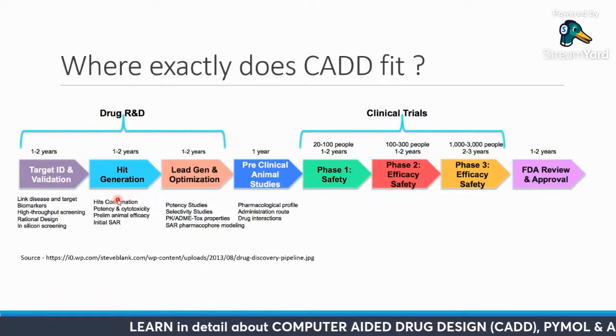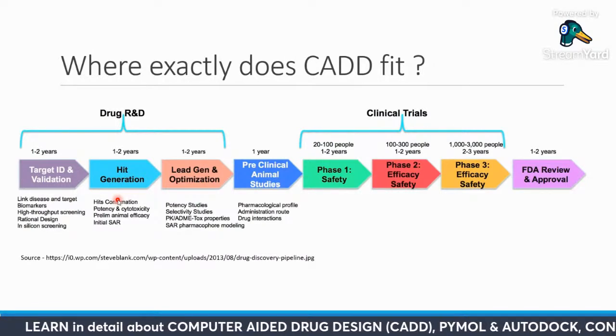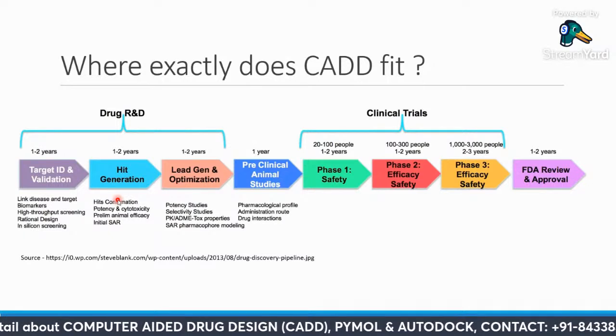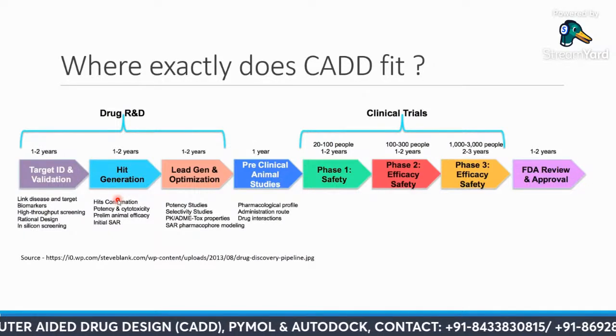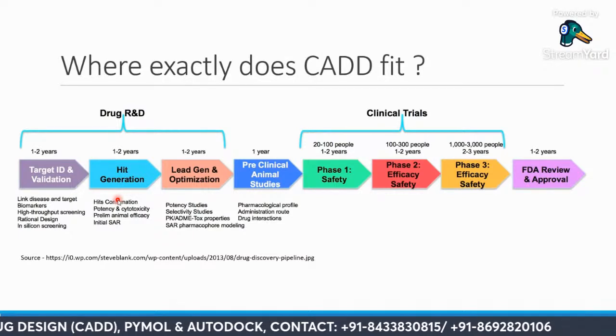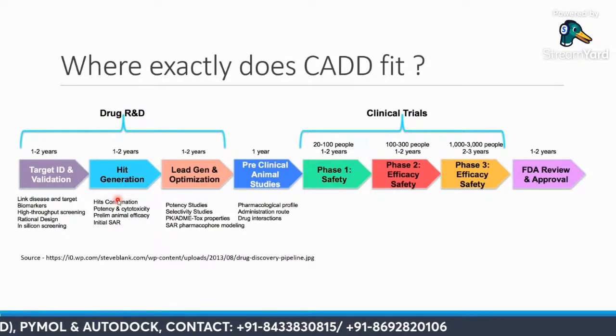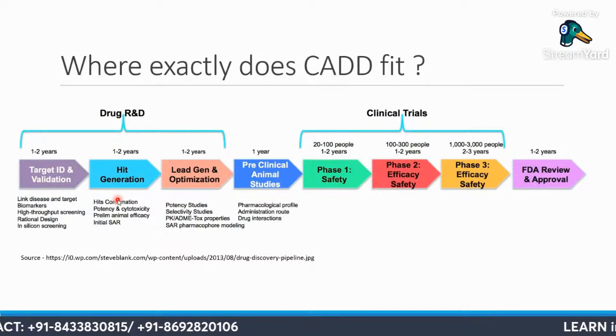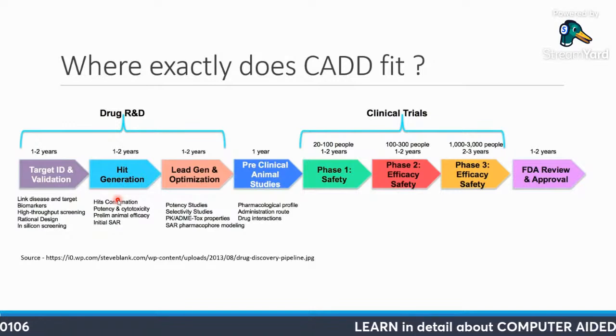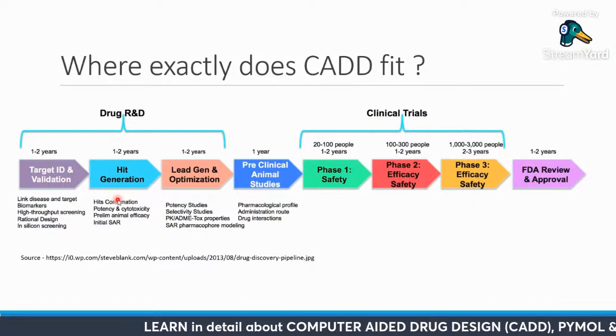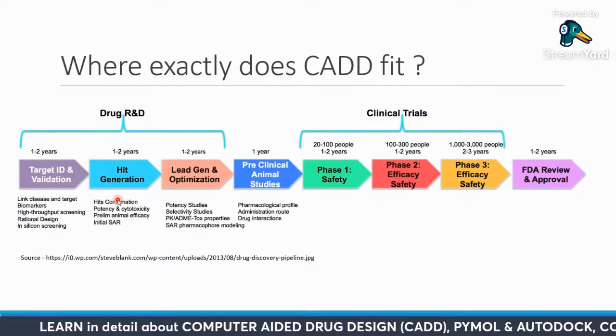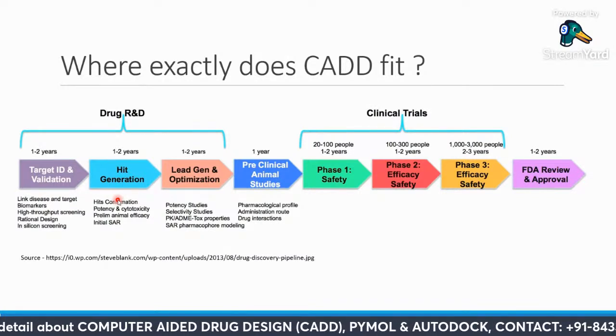Once we have found a hit, once we have found a molecule that is inhibiting the protein's function at 5 to 10 micromolar, then we will go to the lead generation step. Again, here also your computer aided drug design expert is very, very important, because when you're going from hit generation to lead generation, that means you want a molecule which has potency in nanomolar. So from micromolar, now you're going to nanomolar, that is 10 to the power minus 9. So you need to improve the potency.